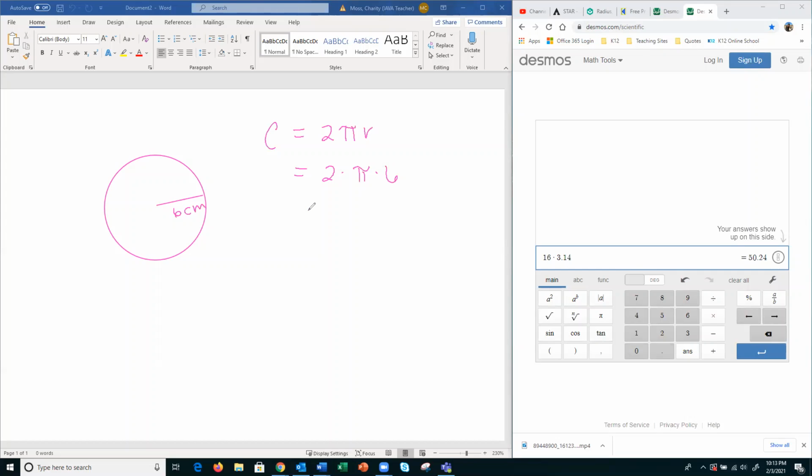But the cool thing with multiplication is it's a commutative property, which means we can reorder this to say 2 times 6 times pi, or 12 pi centimeters. So the circumference would be 12 pi centimeters. Just double your radius, you'll be fine. All right, let's see what else we got. I think, honestly, that's going to be it.